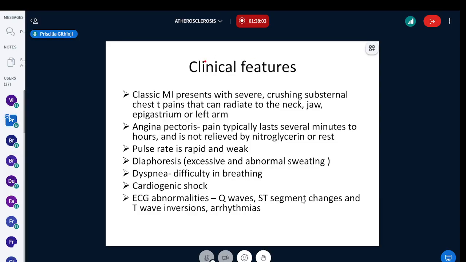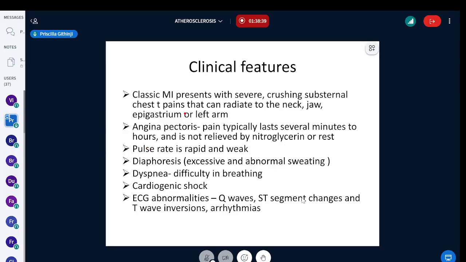So how do patients with myocardial infarction present? Classically, they present with severe crushing substernal chest pains that can radiate to the neck, the jaw, epigastrium, or the left arm. That's substernal chest pain, and it's very severe. For patients who have angina pectoris, pain typically lasts several minutes to hours and is not relieved by nitroglycerin or rest, especially if they have unstable angina.